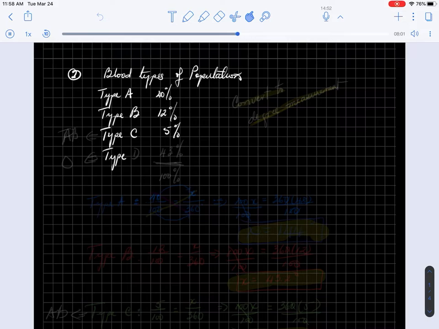Type D is 43%. Okay, let's say that I want you to make a circle graph, and I want you to convert that into a degree. The first thing you need to do is to add this up. This should give me 100%. Okay, I want you to convert all of them to a degree measurement.